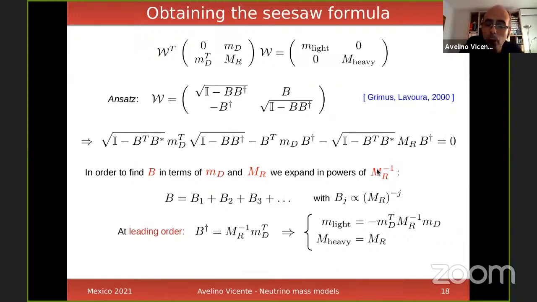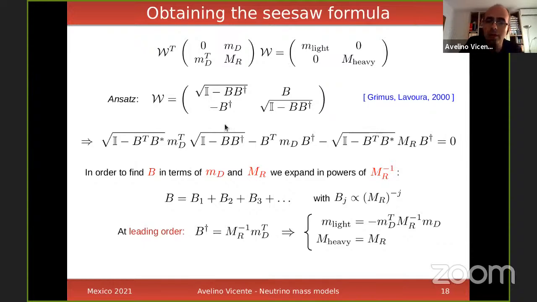When you do that, you can solve this equation at any order you want. For example, you can do it at the first order, at second order, at third order, and that's more or less easy. You can do it order by order. The leading order solution to this equation is this one. So B dagger is MR inverse MD transpose. This is the solution to this equation.